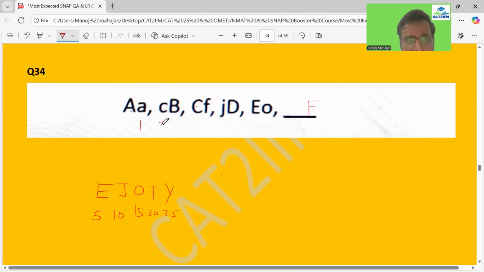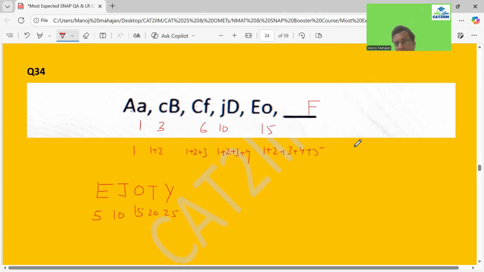So A is at 1, C is 3, F is 6, J, if I use, that is 10, and this what? O. So O is at what? 15. So this is a very interesting series, 1, 3, 6, 10, 15. So you should remember this. This is 1, 1 plus 2, 1 plus 2 plus 3, 1 plus 2 plus 3 plus 4, 1 plus 2 plus 3 plus 4 plus 5.